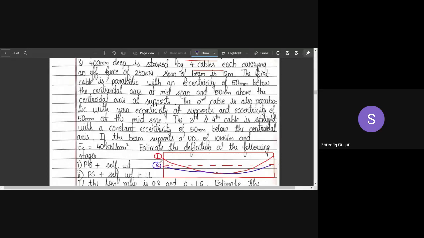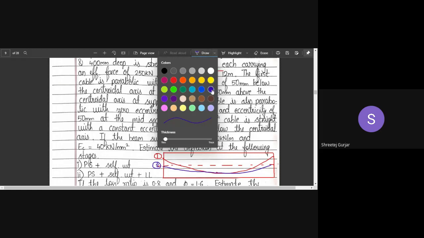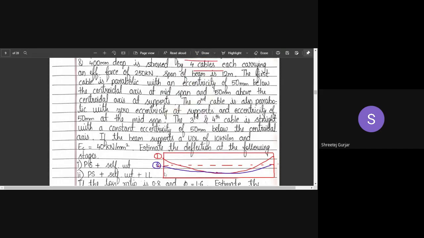What about a third and fourth cable? They have mentioned that the third and fourth cable is straight with a constant eccentricity of 50 mm below the centroidal axis. Okay, so it is a straight cable with 50 mm eccentricity throughout the longitudinal cross section. So this is our third cable.